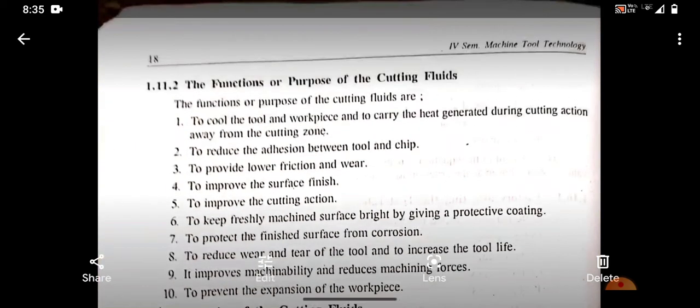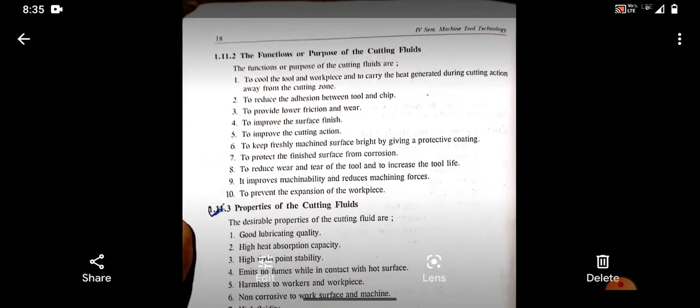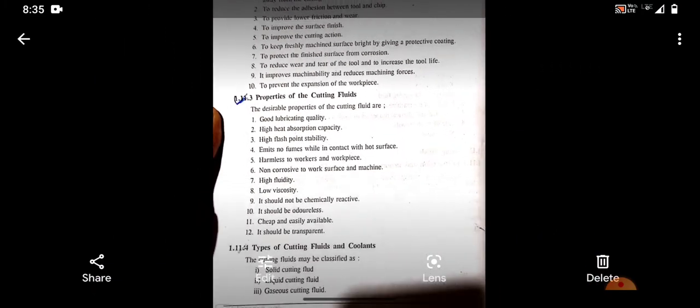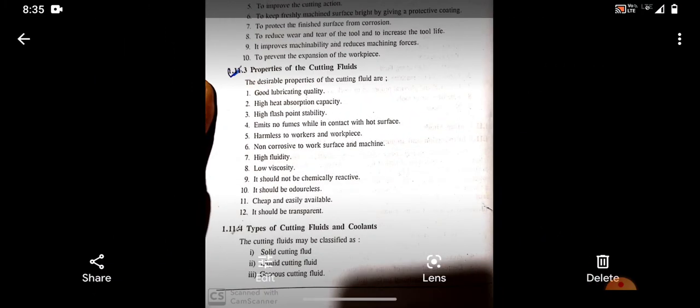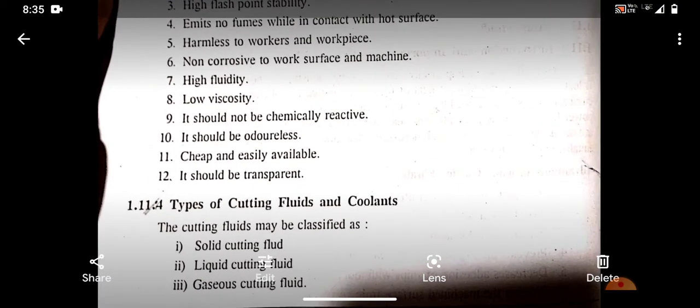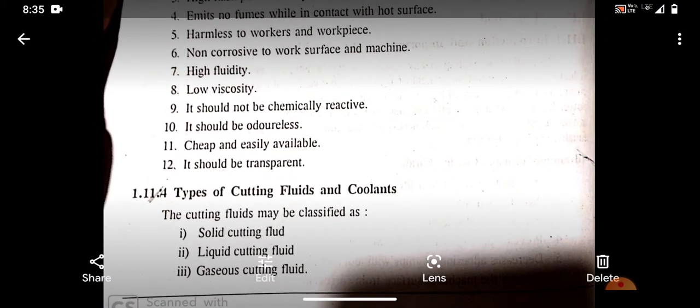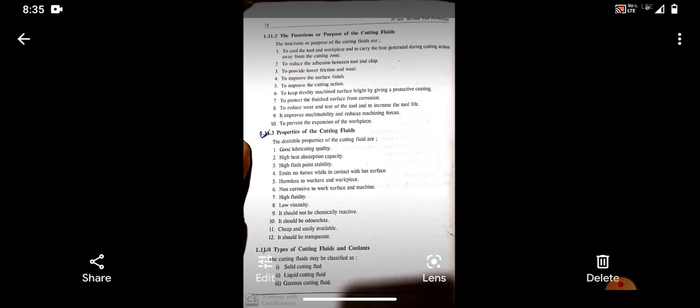Very easy functions and properties. Any one question they may ask, so without fail you remember this. And next we will go for what are the types of cutting fluids and coolants. Mainly three types of cutting fluids are there: solid, liquid and gaseous cutting fluids.